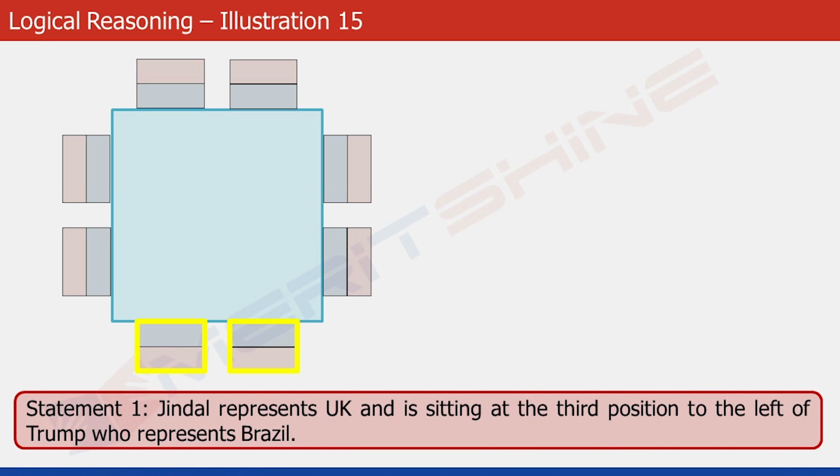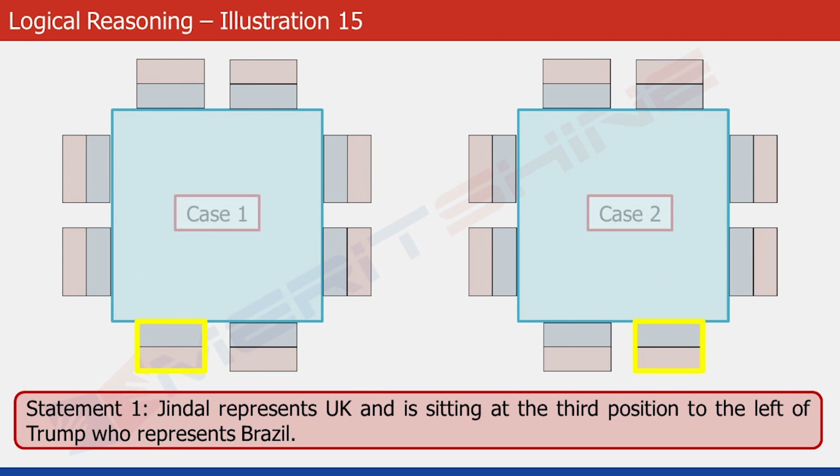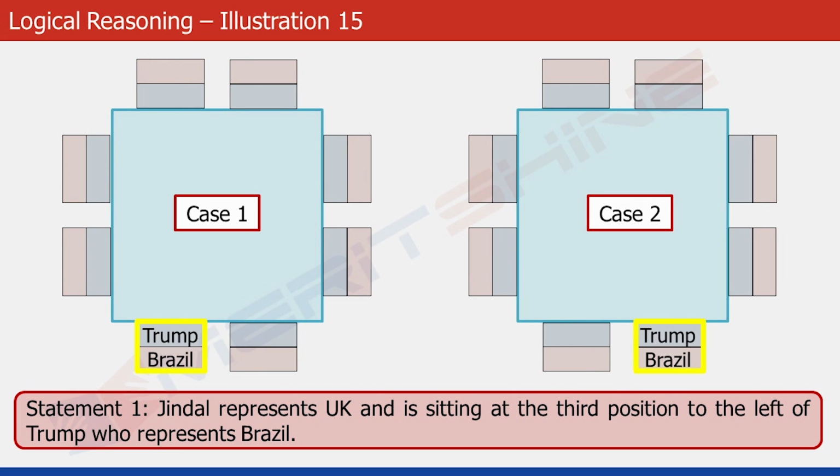Statement 1 says that Jindal represents UK and he is sitting at the third position to the left of Trump, who represents Brazil. It's very obvious that the first person that we'll need to put in the structure has to be Trump, and we'll have to put him in one of the 2 highlighted boxes. But since we already mentioned that these 2 boxes are different, we have to make it in 2 separate cases. Something like this. So let's put Trump here along with Brazil.